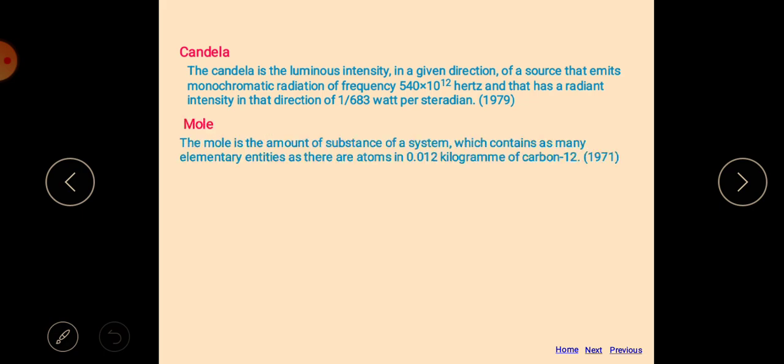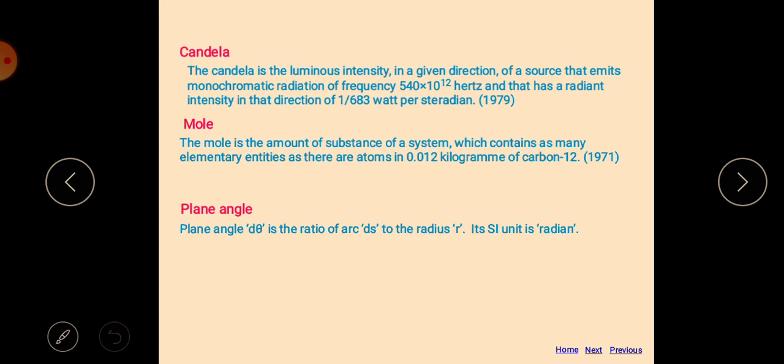The mole is the amount of substance of a system which contains as many elementary entities as there are atoms in 0.012 kilogram of carbon 12. This definition was given in 1971 and it is also changed. Now the mole is defined in terms of Avogadro's number.